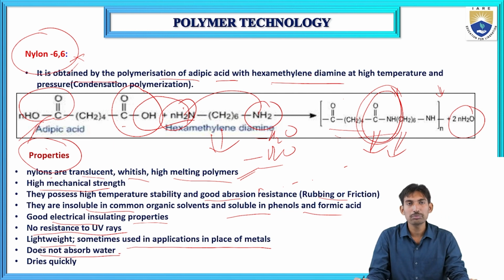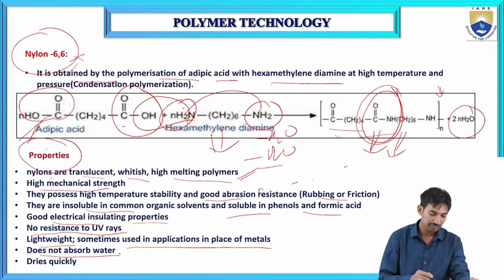These are the properties of nylon 6,6. What are the properties? Nylon 6,6 is translucent, whitish, with a high melting point, and has high mechanical strength. It possesses high temperature stability and good abrasion resistance, and is insoluble in common organic solvents but soluble in phenols and formic acid. It has good electrical insulating properties, no resistance to UV rays, and is lightweight. Sometimes we can use nylon 6,6 polymers instead of metals. It does not absorb any water molecules, and it dries very quickly.